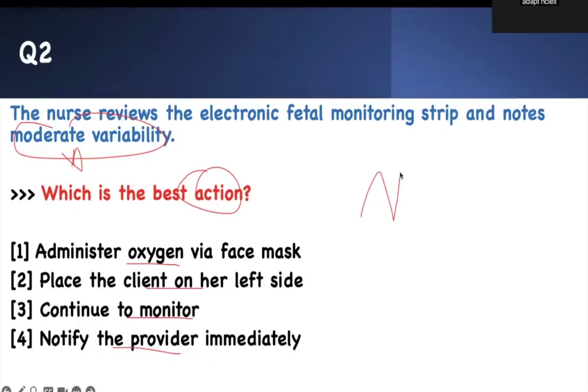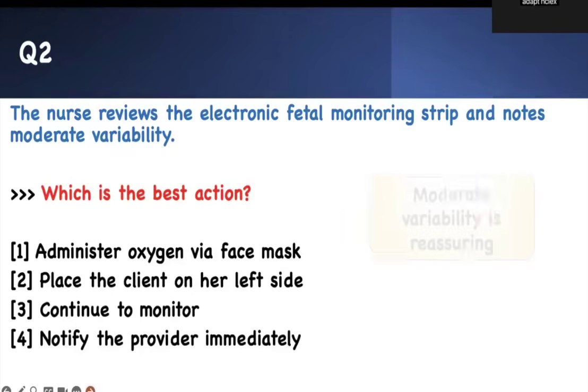The word variability means go up and down. And moderate is within a certain range, at least 6 to like 25. That means the baby's heart rate goes up and down by that amount. Minimal variability is a bad thing. No variability is also a bad thing. Moderate means good. A baby's heart rate should go up and down within a certain range. Therefore, moderate variability is a good thing. Therefore, what do you think we should do? Just monitor the baby. That's all.